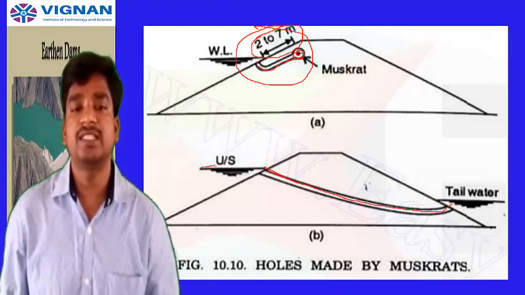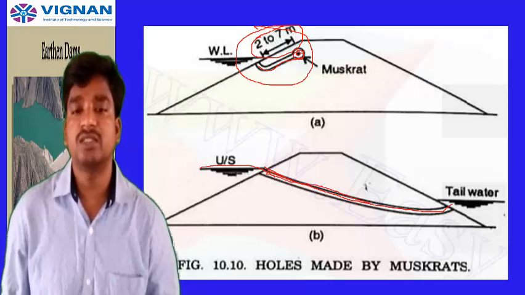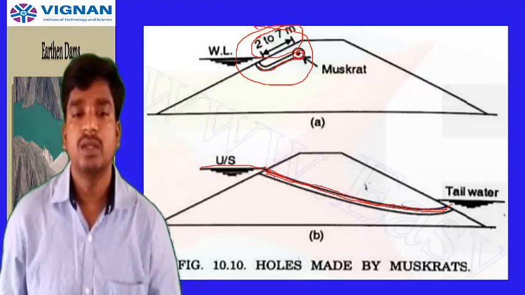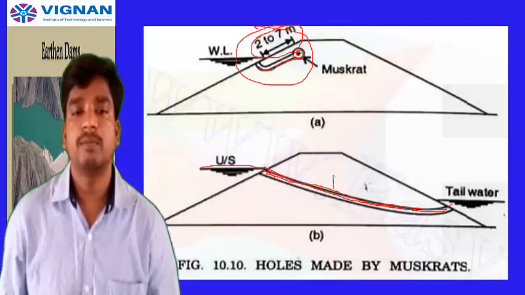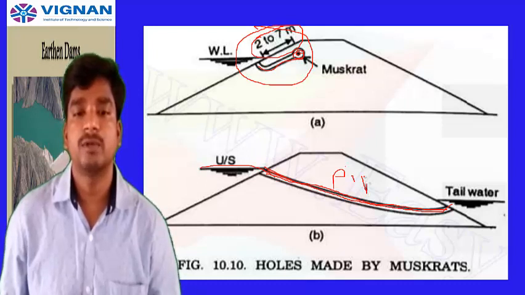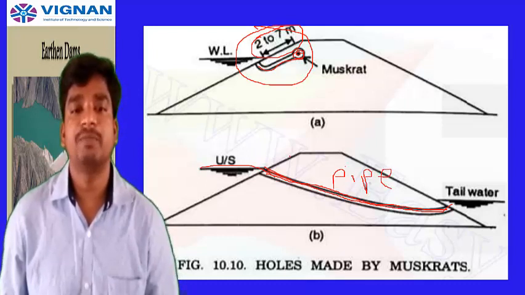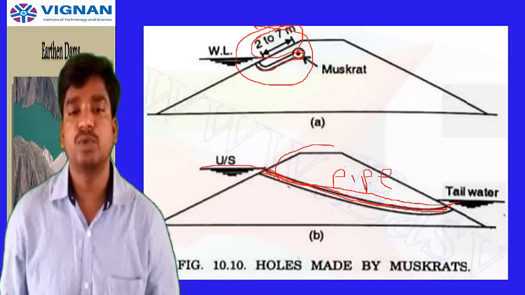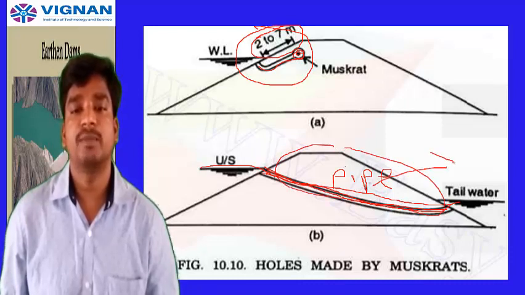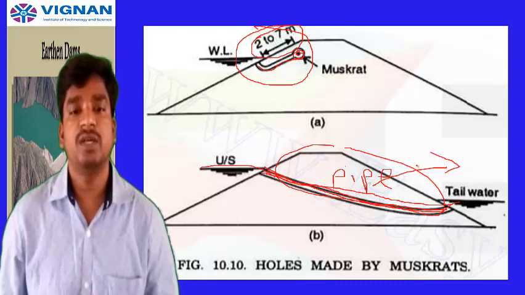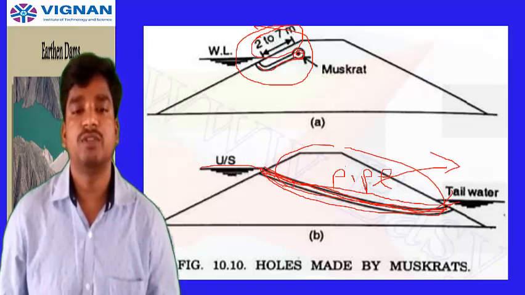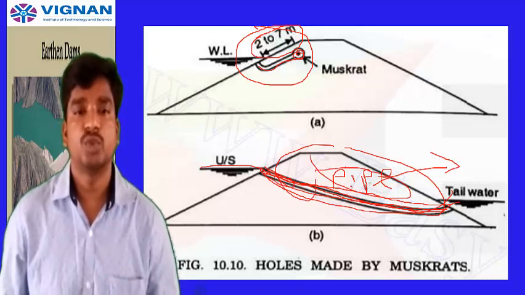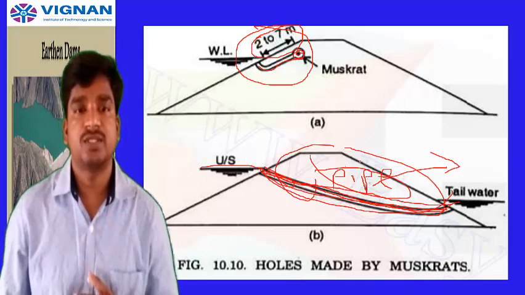So if the pressure increases, while the water passes through this, what happens? Already we have discussed. What is that? Piping failure. So here piping will form, a pipe will be formed. There may be chances of piping failure. Water continuously creating pressure, and this complete upstream portion may get washed away because of the piping failure. So sloughing or backward action will be created, and this complete portion will be washed away. So these are the holes made by the muskrats.